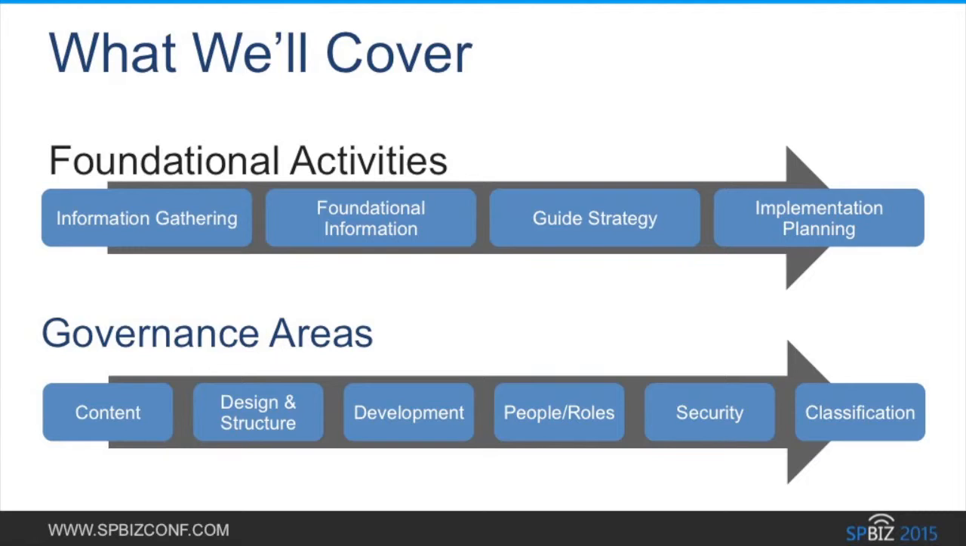After we've covered our foundational activities, we can then move on to the 6 areas of SharePoint governance in the Optismo model. We'll look at governing the content that is added to SharePoint, governing the design and structure, not just from a branding perspective, but also from an information architecture and consistency perspective. We'll look at how development and extension of SharePoint should be governed.